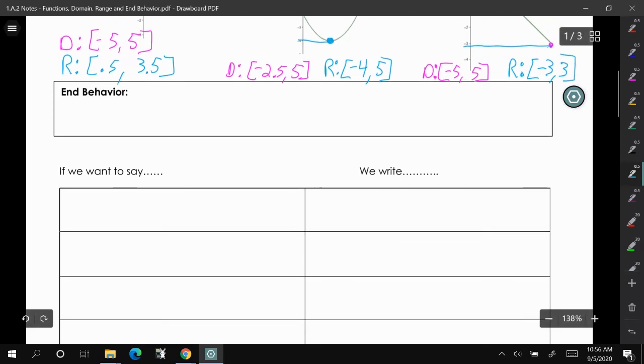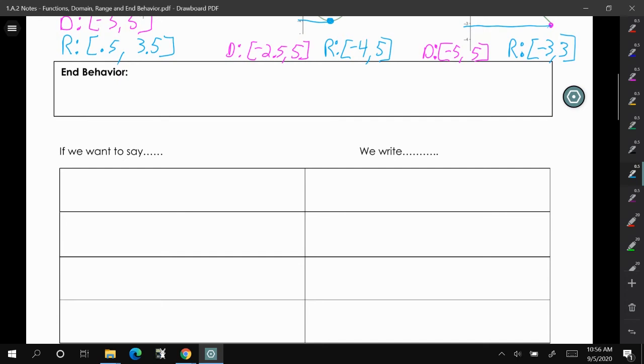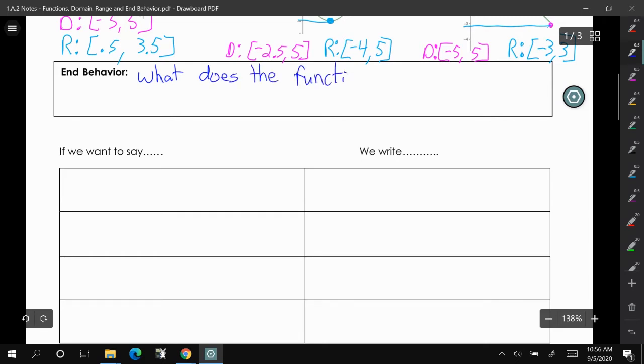Now, end behavior, this is what the function does at the left and right end. Does the left end go up or down? Does the right end go up or down? So, what does the function do at the left and right end?